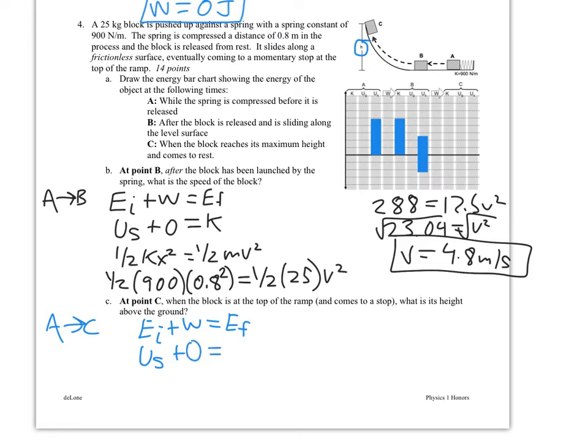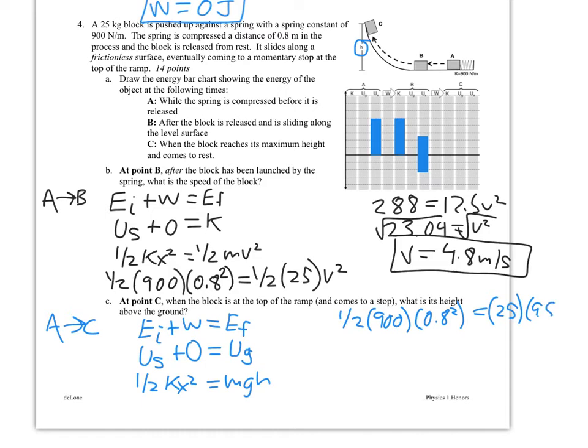No work done still in this one because we still don't have a non-conservative force doing work. But now we're going to end with gravitational potential energy. So it's going to be 1/2 kx squared equals mgh. Same values that I had in part B, so I actually could take a shortcut and just say that that energy is still 288. But I'll write it out here anyway. So mgh, so we get 288 equals 245 h. So my height here is going to be 1.18 meters.